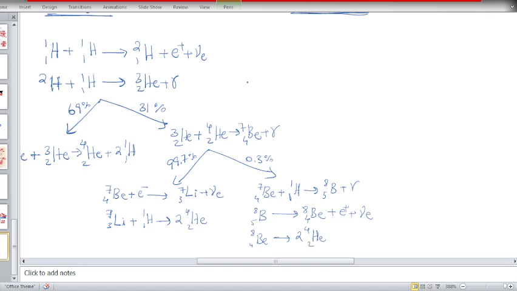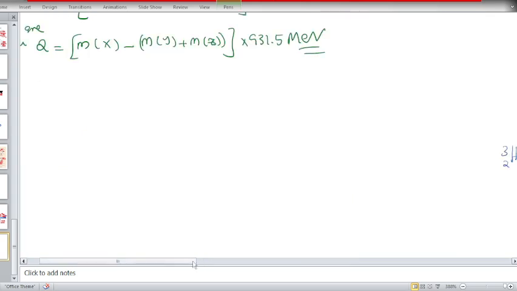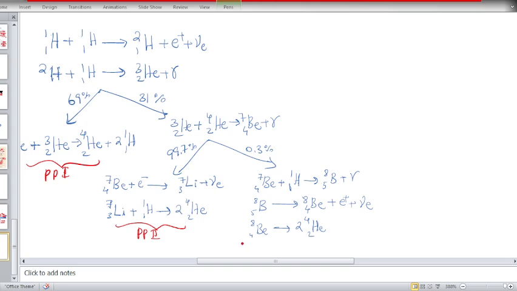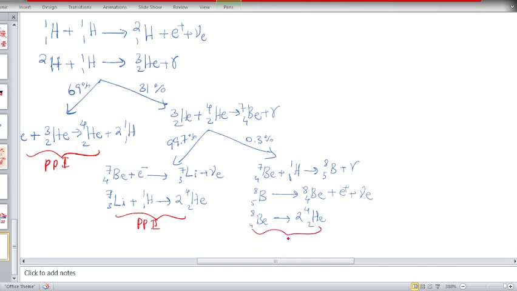The first one that we have discussed here, the 69 percent of the time, is called the PP1 cycle. This one is called the PP2 cycle. And this is called the PP3 cycle. So all of this will happen, but the probability for each will be different, as you can see from here.